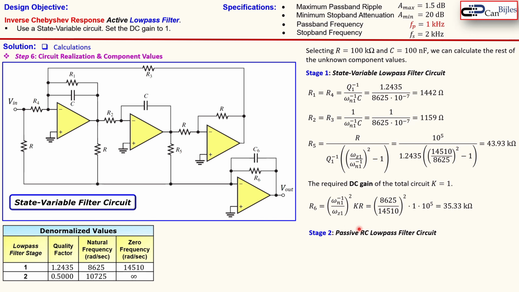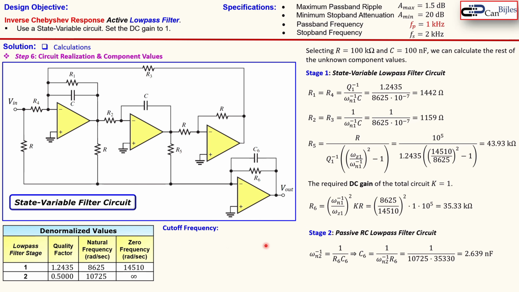The second stage is the realization of the passive low-pass filter circuit that is realized by this C6 and the R6. We know R6, so how can we then go to the C6? That is given by this formula. You see here the natural frequency of the second stage, which is this value, 10,725, and that is 1 over R6 times C6, so C6 can be calculated by rewriting this formula. We know the omega, the natural frequency for the second stage, and we know R6, so just calculate it. We can now calculate that the capacitor must be 2.6399 nanofarad, so this is the value here.